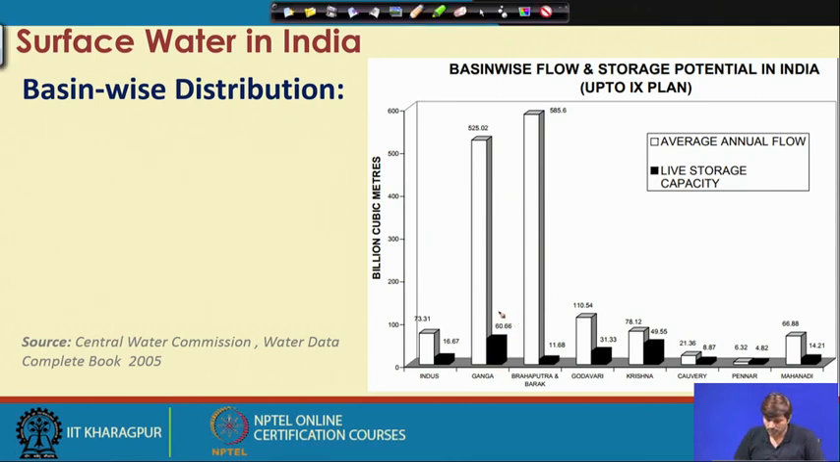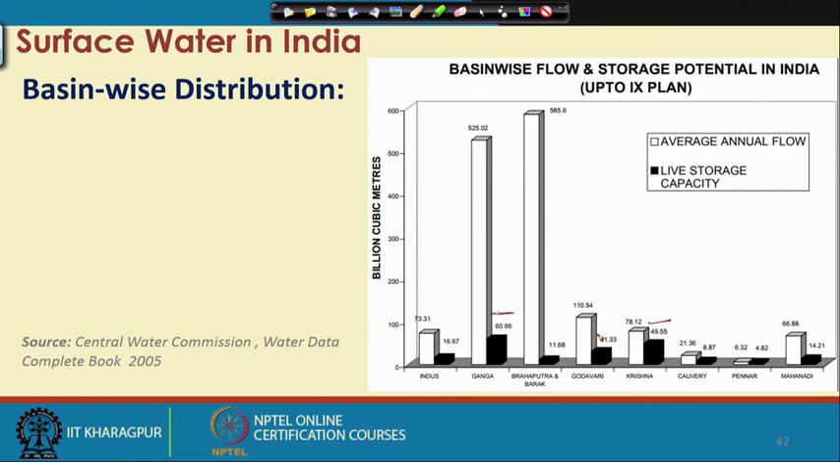So, Ganga, which has over 60 billion cubic meters of storage potential, followed by the Krishna, and then there are other rivers as well. So, this is live storage capacity. That means this much water can be stored at any given point of time in the river, while the average annual flow from that river is much higher.